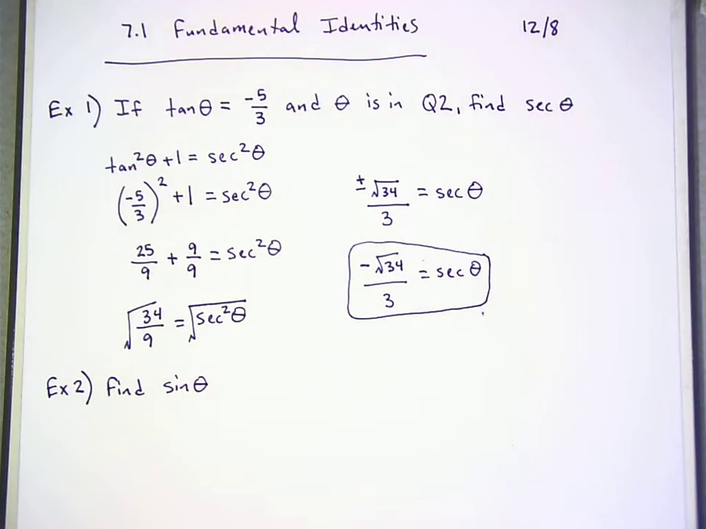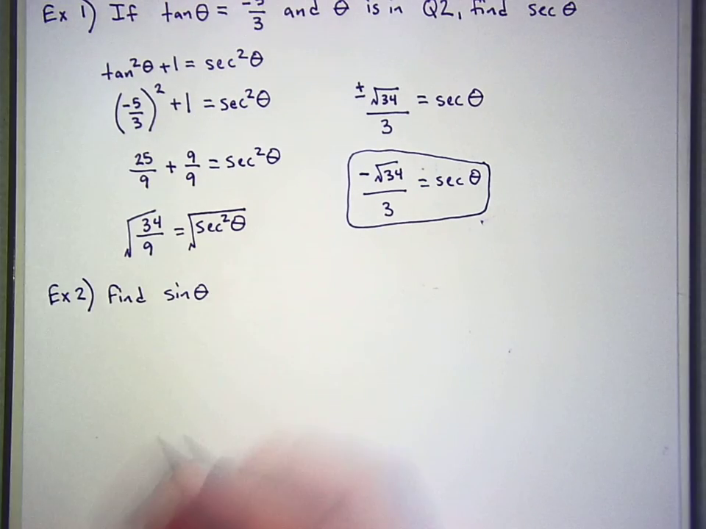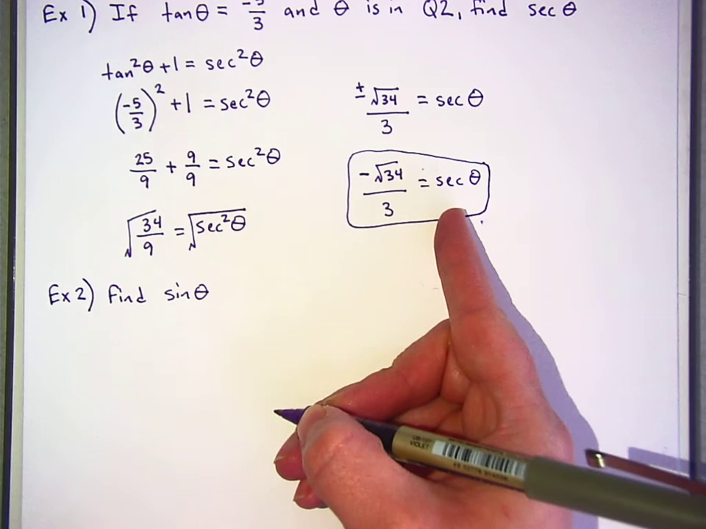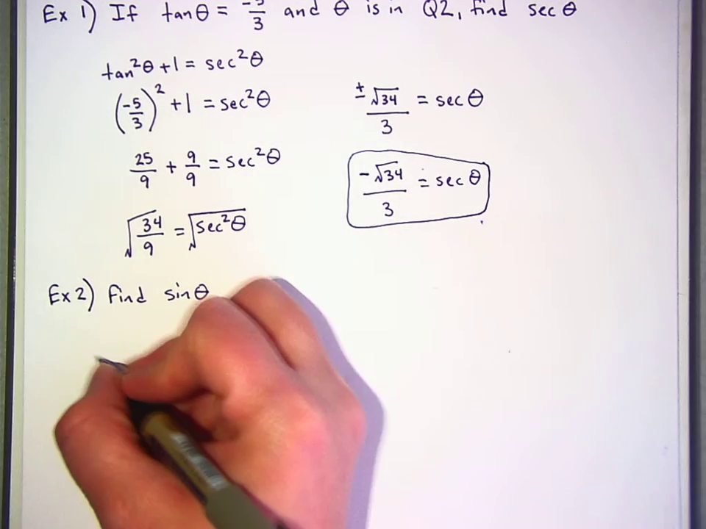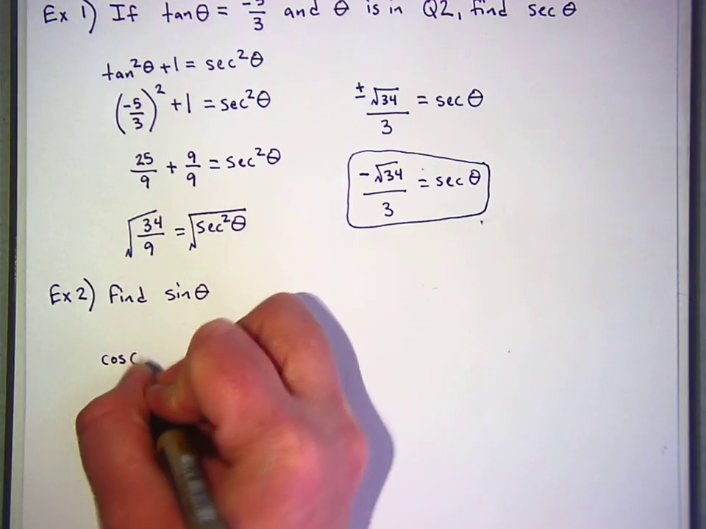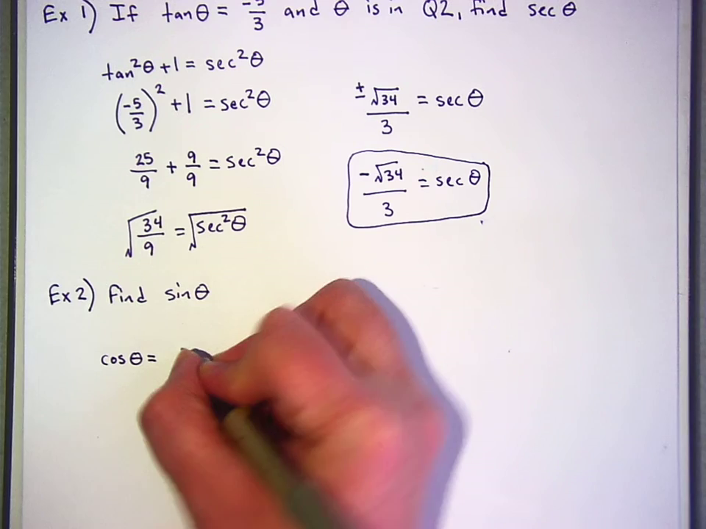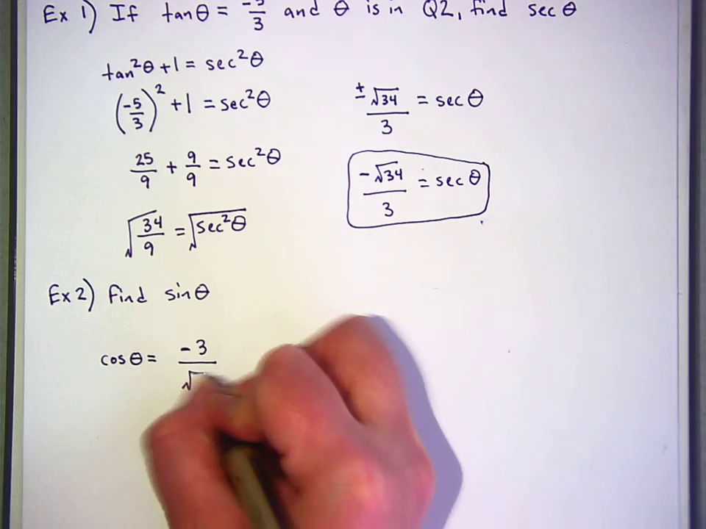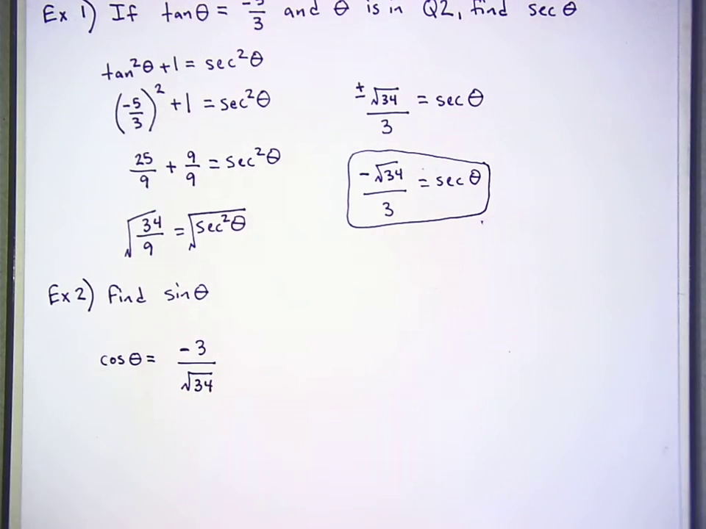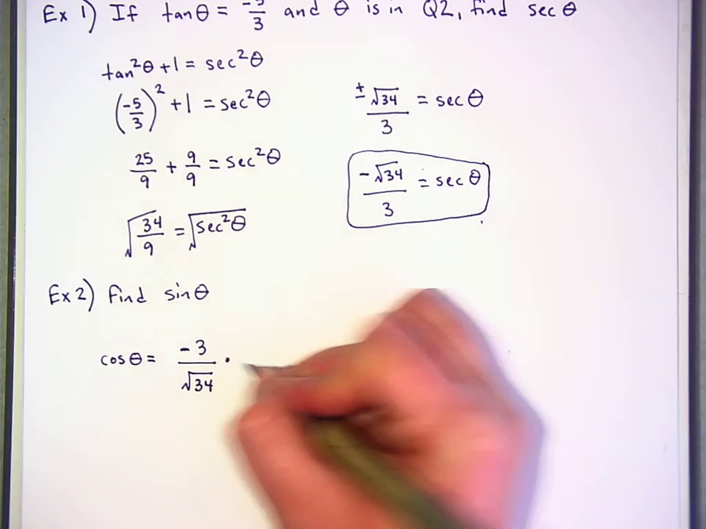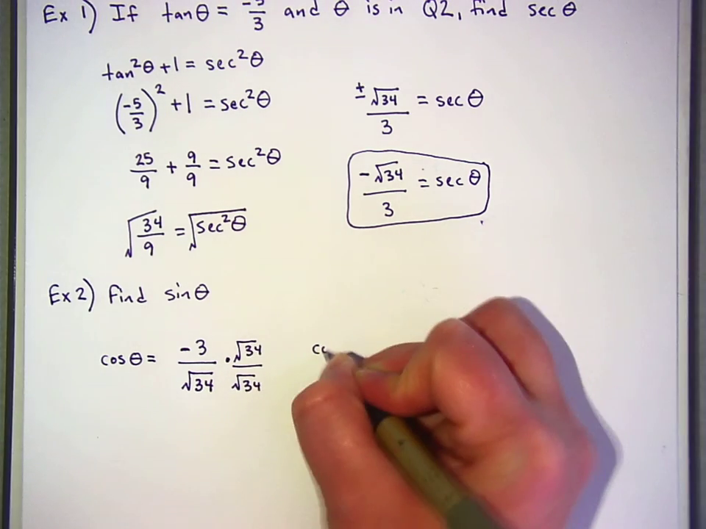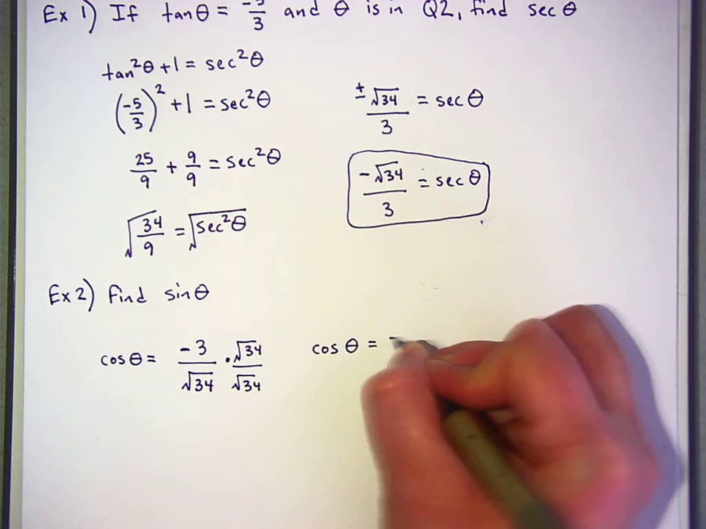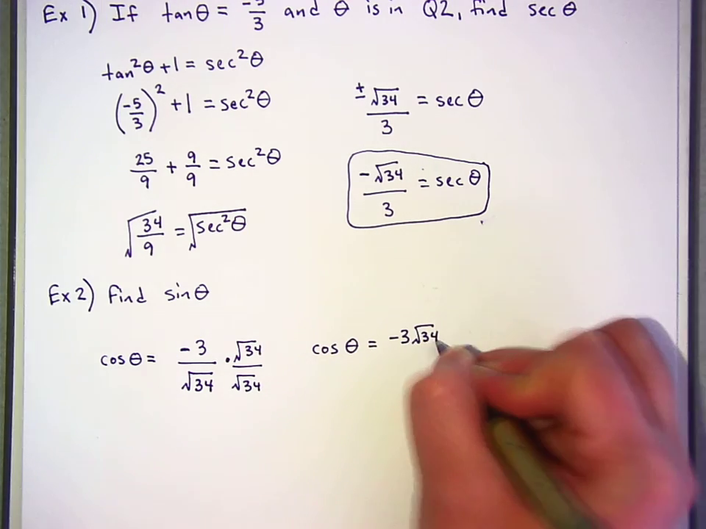Since you know what secant is, you can do the opposite of that. You mean like flipping it? Yeah, flip it to find cosine. All right, so I'm going to write cosine of theta equals negative 3 over the square root of 34. I agree with you so far. And then you have to get the square root out of the bottom, so it'd be times the square root of 34 over the square root of 34. Which would just be negative 3 times the square root of 34 on the top, and just 34 on the bottom.